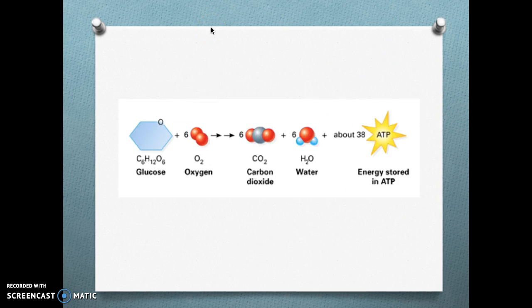Just to go back to the original formula we started with. So in this formula we started with glucose and we used oxygen during the Krebs cycle and the electron transport chain, and we're left with carbon dioxide both from the Krebs cycle and we have water from the electron transport chain, and we're mainly producing all of this ATP.